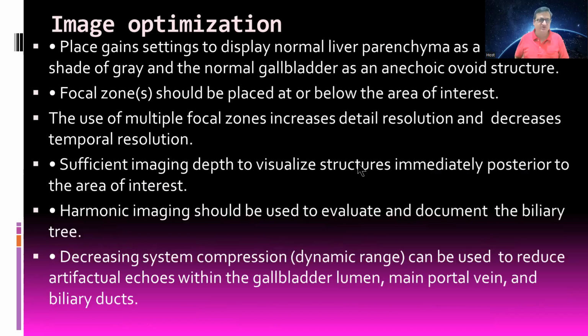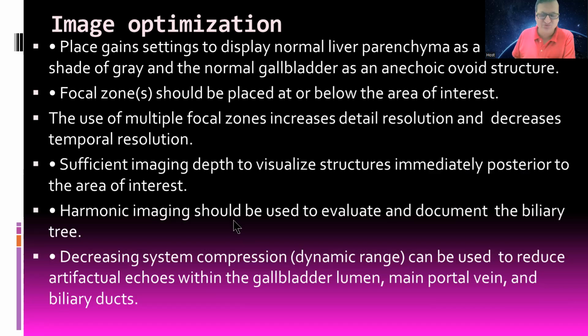Image optimization: place the gain setting to display normal liver parenchyma as a medium shade of gray and normal gallbladder as an anechoic ovoid structure. Focal zone is placed at or below the area of interest. Use of the multiple focal zones increases the detail resolution and decreases the temporal resolution. Sufficient imaging depth to visualize the structure immediately posterior to the area of interest.